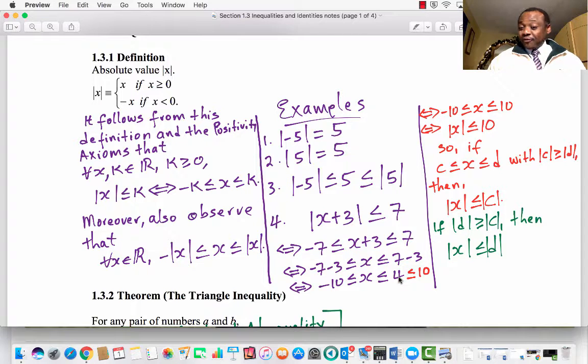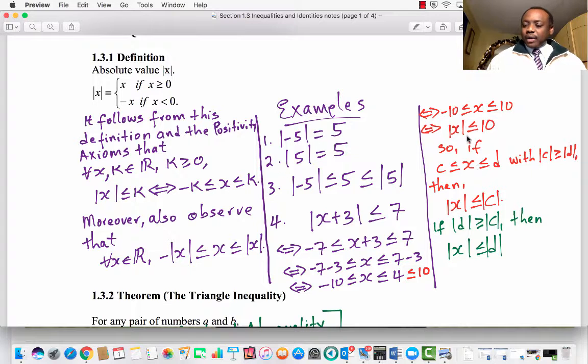And observe that 4 is less than or equal to 10. So I can extend this inequality to negative 10 less than or equal to x, which is less than or equal to 10. In other words, going back to this inequality here, I can say that the absolute value of x is less than or equal to 10. This is a form of argument that we will use often in this course.